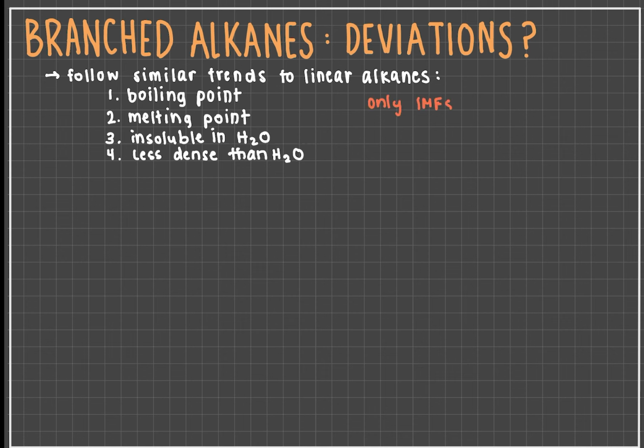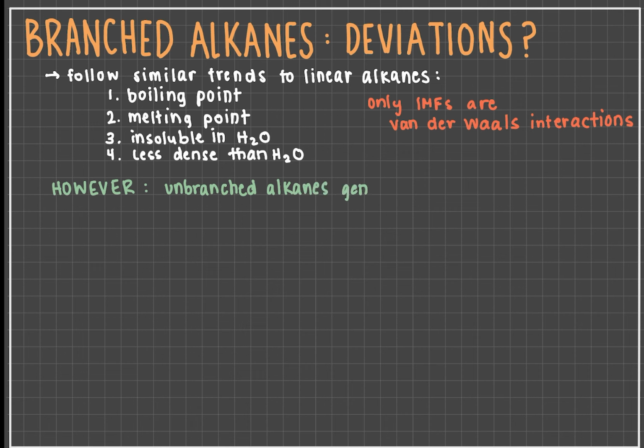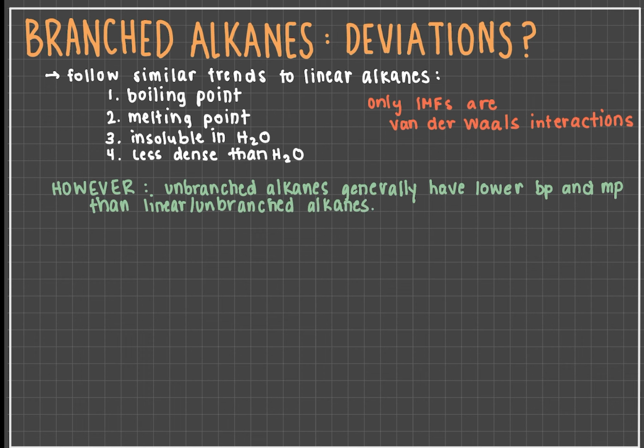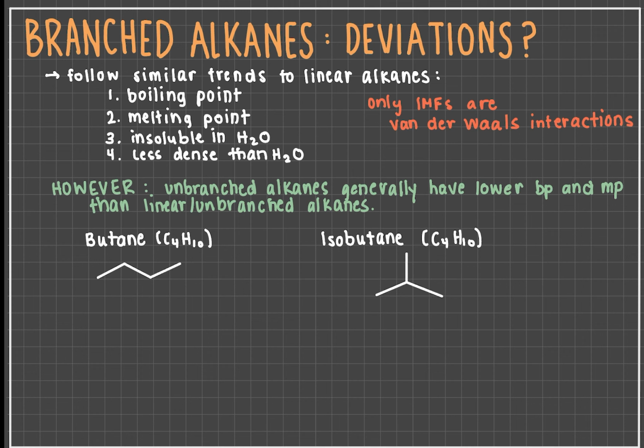In the instance of butane, with the molecular formula C4H10, and isobutane, also having molecular formula C4H10, the melting point and boiling point of butane is higher than that of isobutane. Butane's boiling point is almost 11 degrees Celsius higher than isobutane's, while its melting point is roughly 22 degrees Celsius higher. This is due to the shapes of branched molecules.